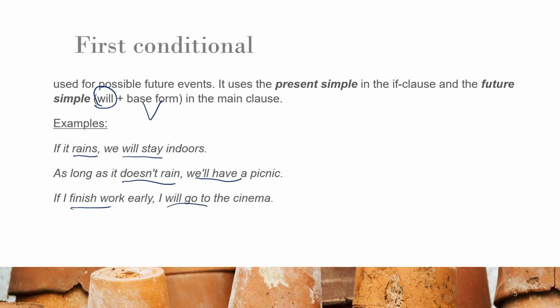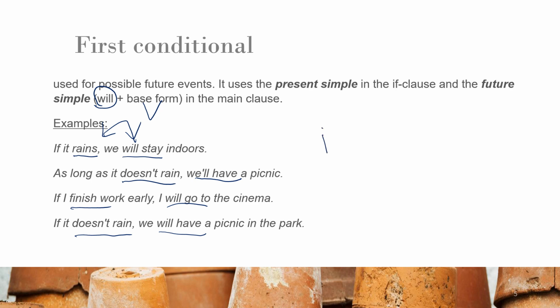Finish, will go. If it doesn't rain, we will have a picnic in the park. Doesn't rain, will have. One thing to keep in mind: you can never swap those parts. For example, you cannot say, if it will rain, I stay indoors. So if you have if, then you never ever use will in that part of the sentence.